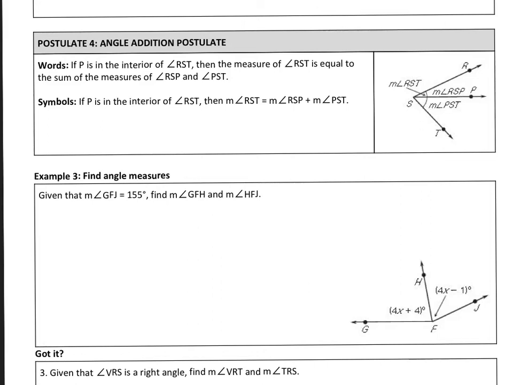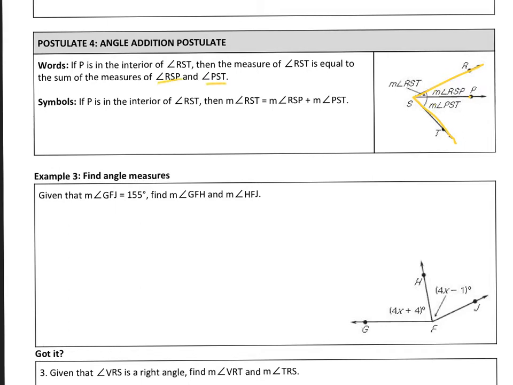Okay, so moving ahead, we've got another postulate, another rule. It's called the angle addition postulate. And in words, I'm going to read it and then I'll explain what those words mean. This postulate explained: if P is in the interior of angle RST, then the measure of RST is equal to the sum of the measures of RSP and PST.